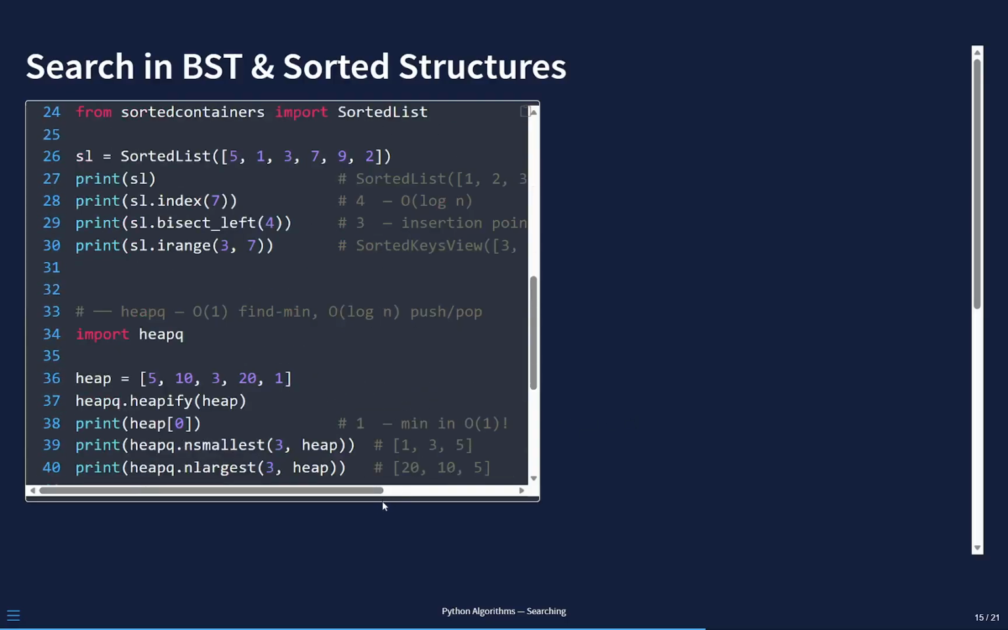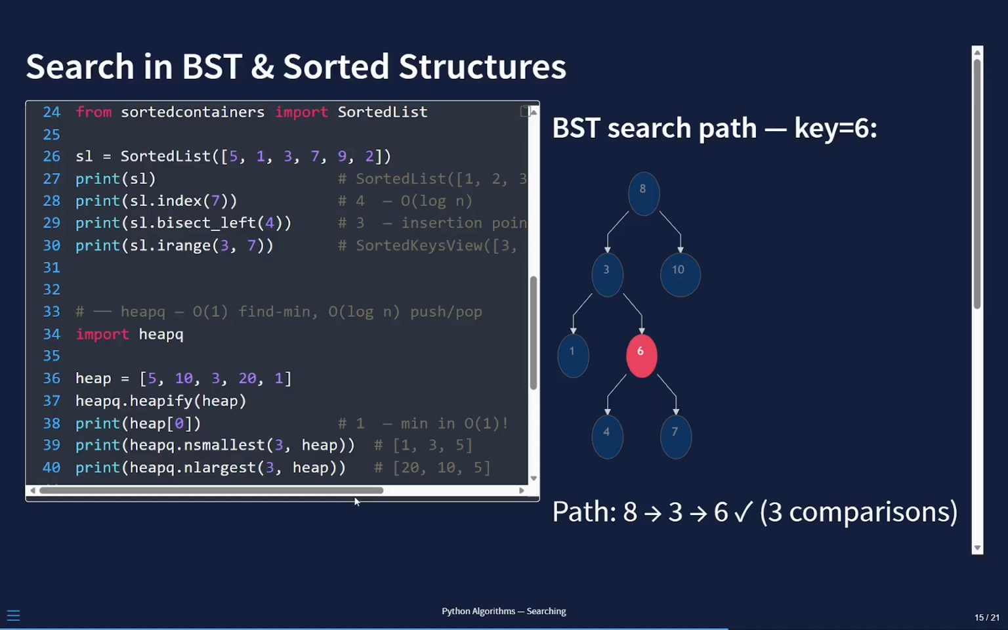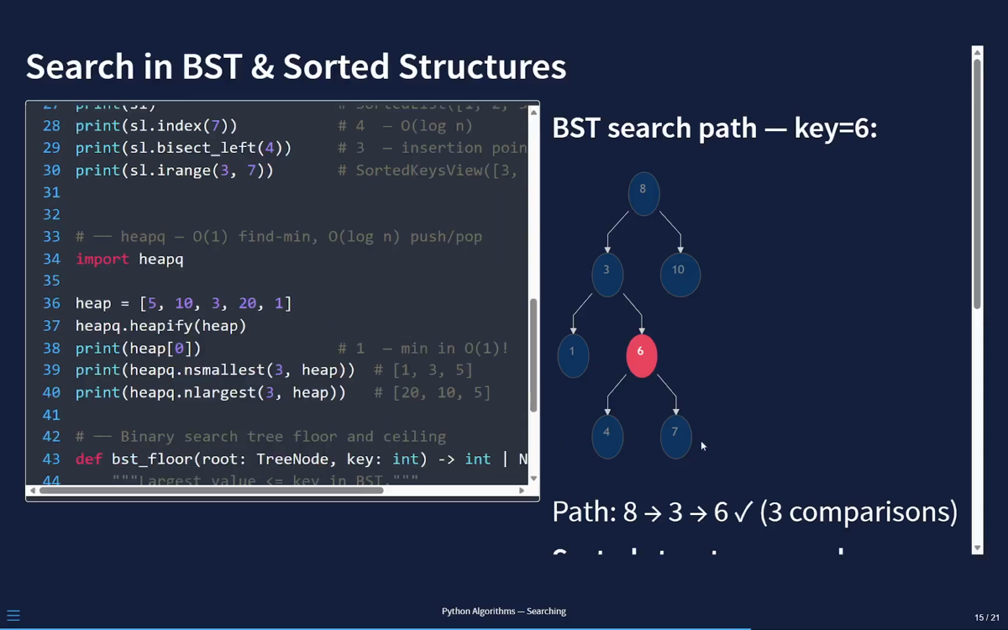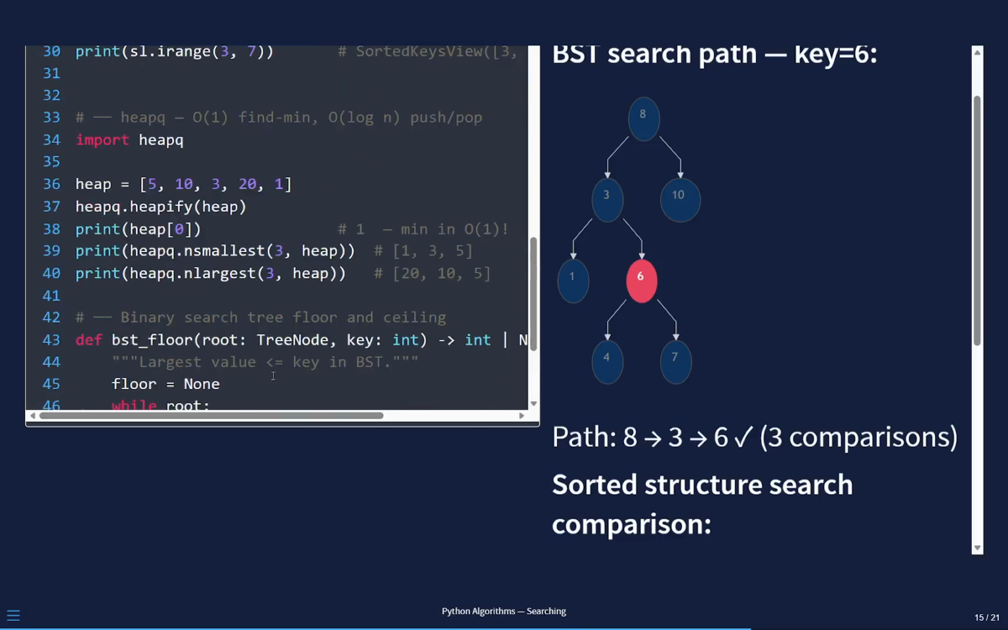Click. SortedContainers SortedList is the Python standard for a balanced sorted collection. index(7) returns the position in O(log n). bisect_left gives the insertion point. irange(3, 7) returns all elements in a range, something a hash table cannot do. Use SortedList when you need sorted order with O(log n) inserts and deletes.